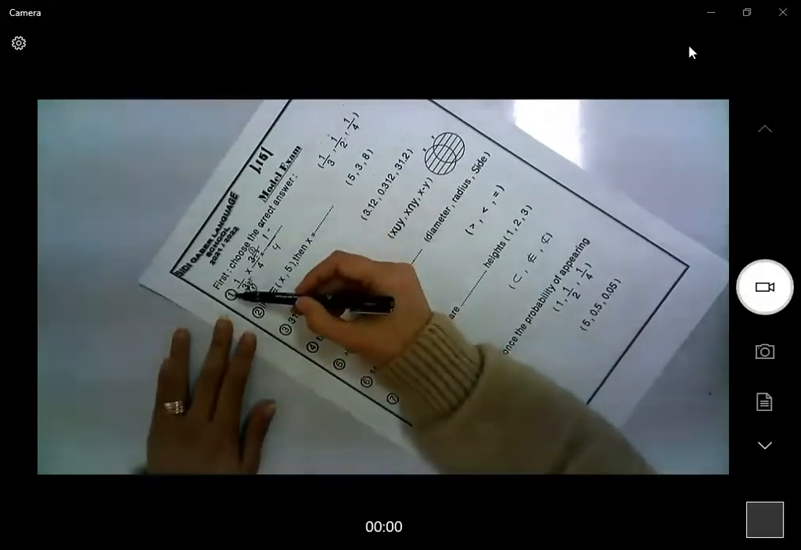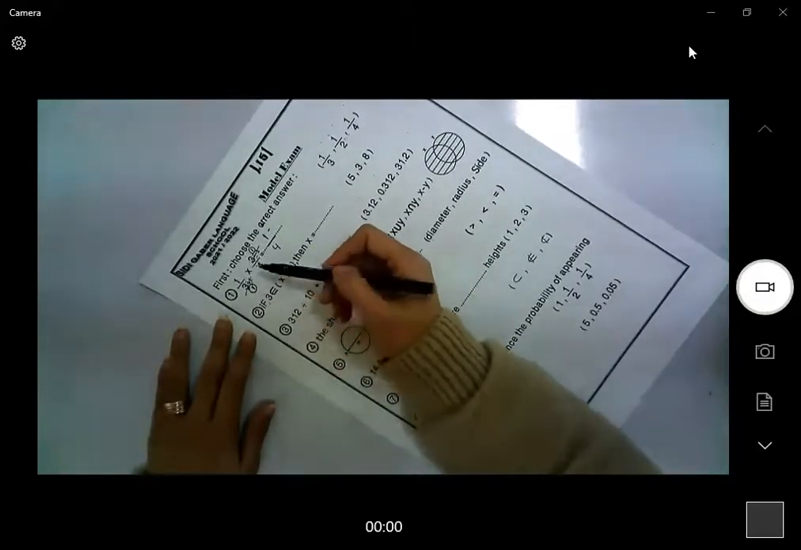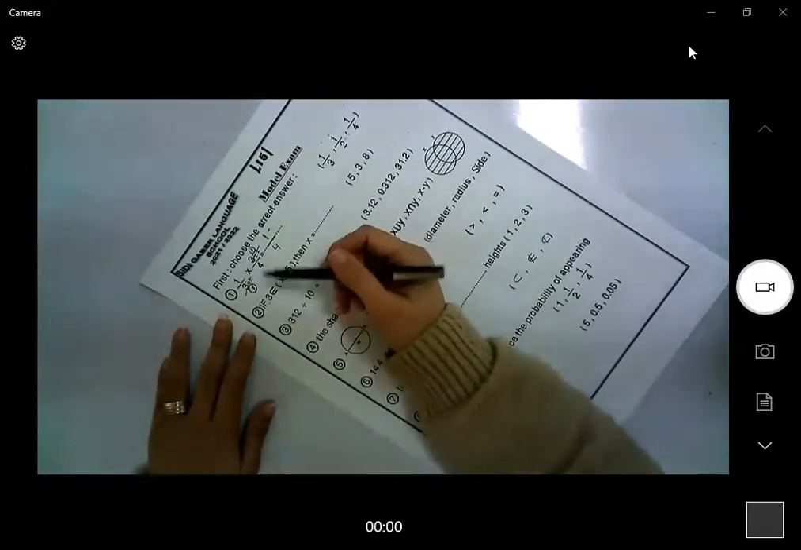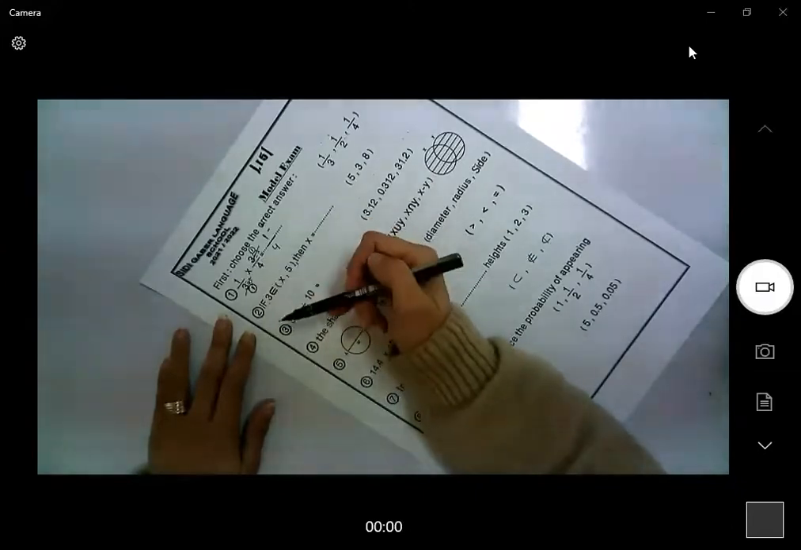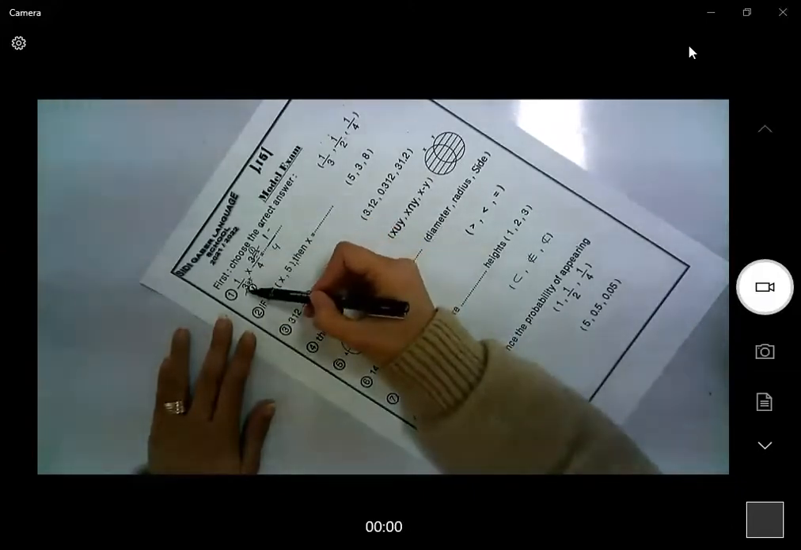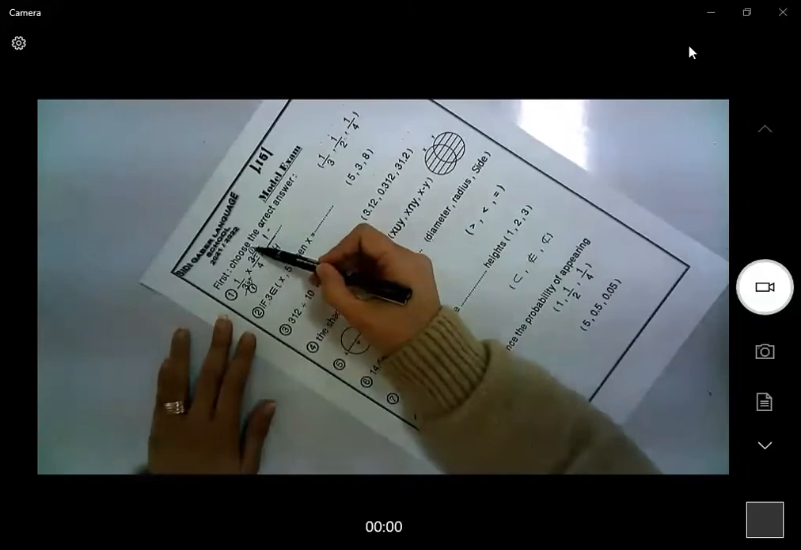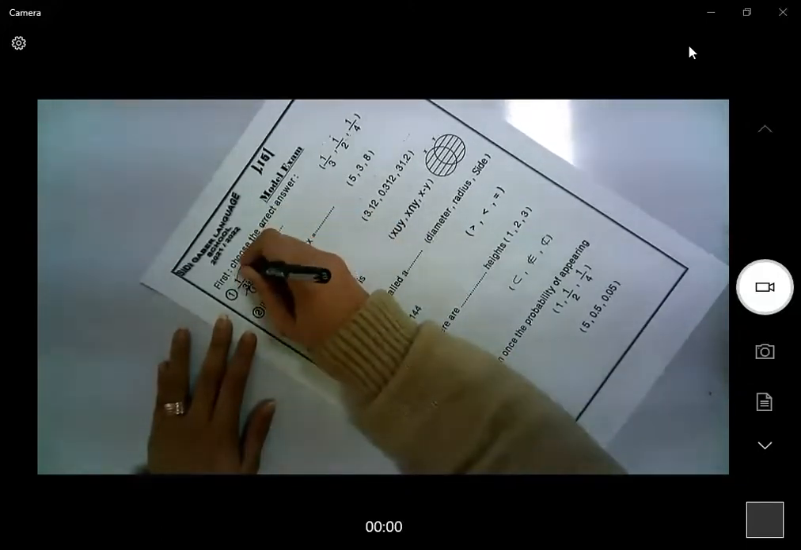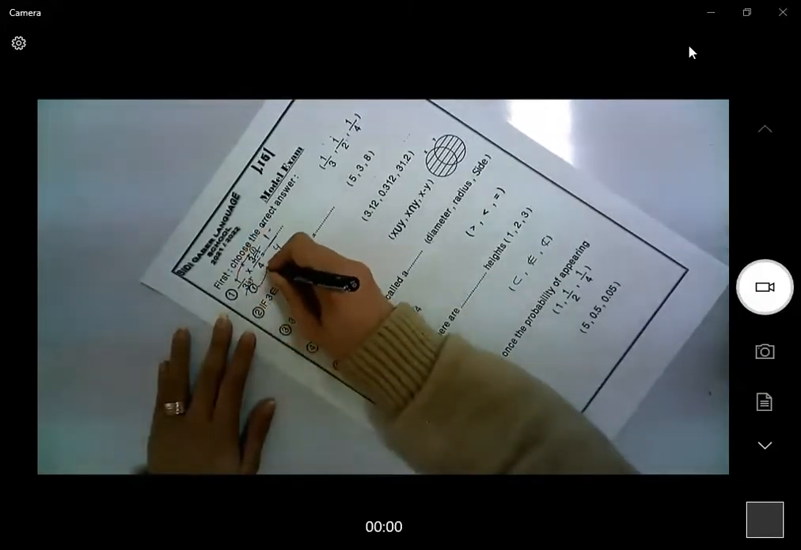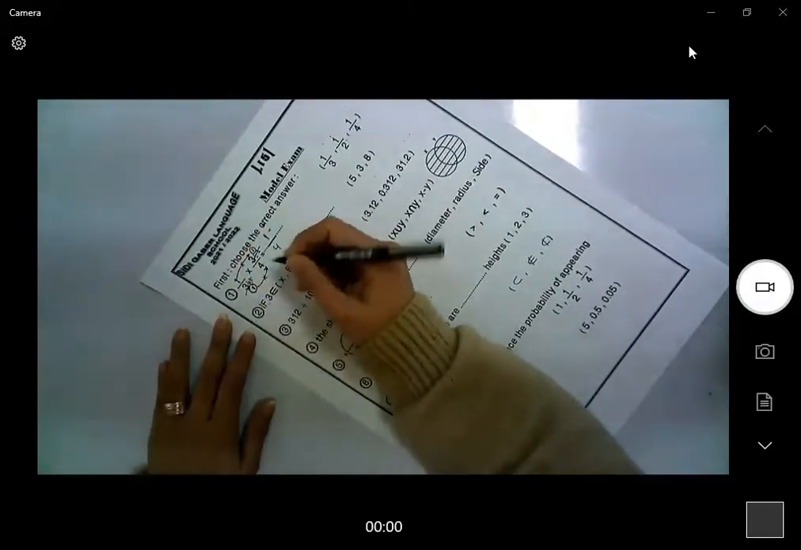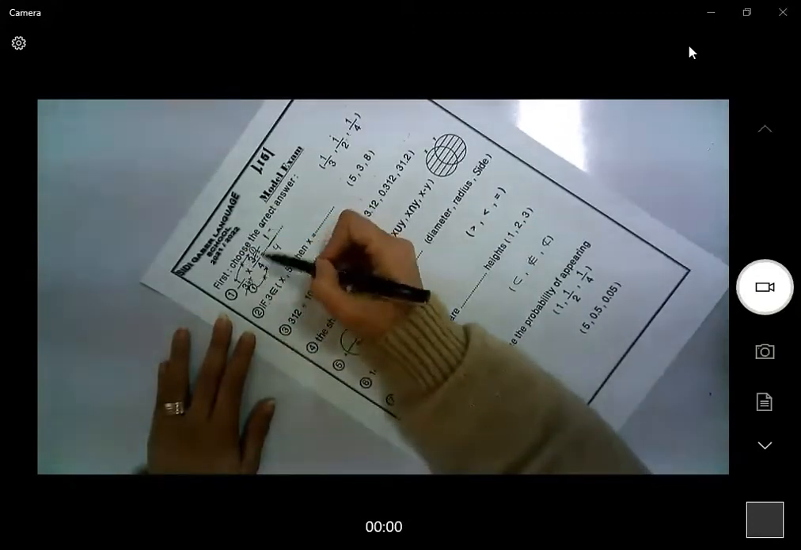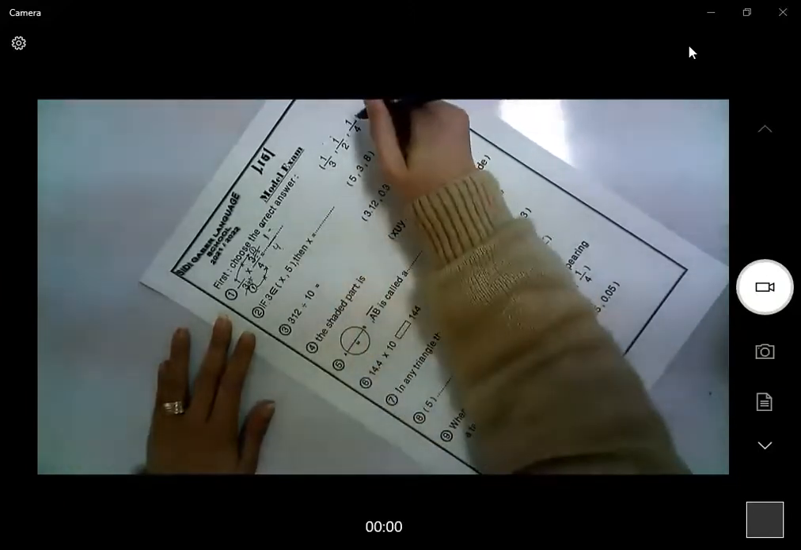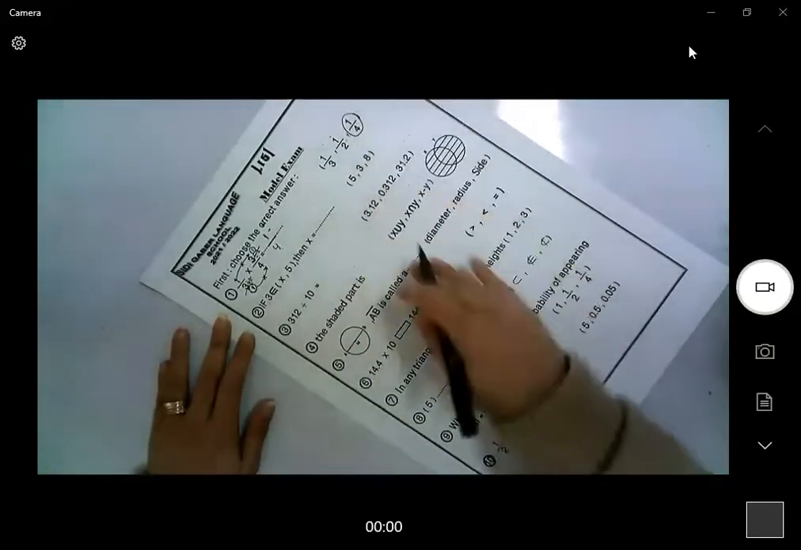Again, we have 1/3 × 3/4. We want to simplify. We can divide the 3 and 3 by 3. Divide by 3 here and divide by 3 here. 3 / 3 = 1, 3 / 3 = 1. Then we multiply 1 × 1 and 1 × 4. 1 × 1 = 1 and 1 × 4 = 4. The answer is 1/4.